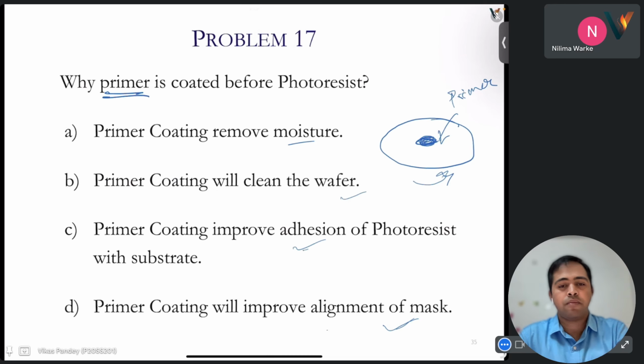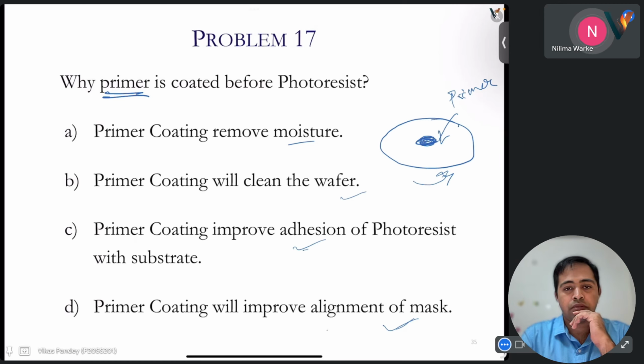Keep the wafer clean and improve the adhesion, both B and C. Improve the adhesion, it's fine. Cleaning, we are not doing, because cleaning has already been done, right? Then maybe it will help with the moisture. No, moisture is anyway removed in the soft bake. Yes, that we will go for soft bake.